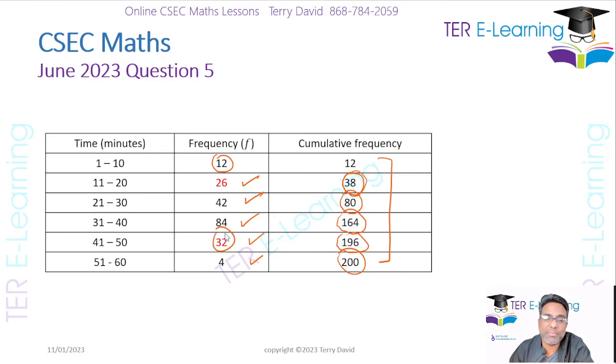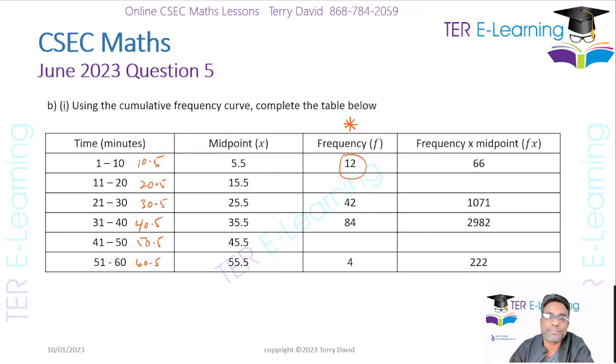So the two numbers that we need to complete the table will be 26 and 32. So let's go back here. This here should be 26 and this one here should be 32, right? But like I said, I don't necessarily agree with this. I think they've read off something wrong on their graph. So we want to complete the table.